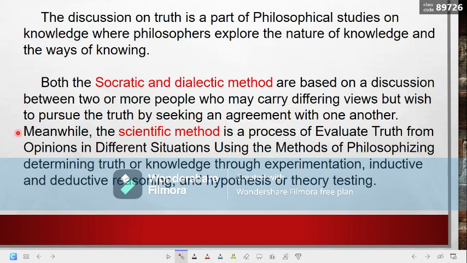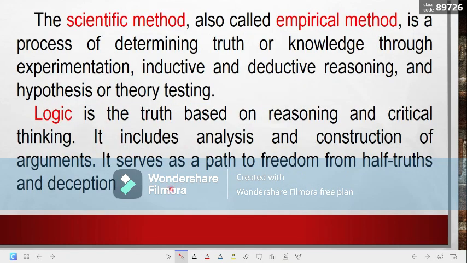Meanwhile, the scientific method is a process to evaluate truth from opinions in different situations using the methods of philosophizing, determining truth or knowledge through experimentation, inductive and deductive reasoning, and hypothesis or theory testing. Now, the scientific method, also called empirical method, is a process of determining truth or knowledge through experimentation, inductive and deductive reasoning, and hypothesis or theory testing.